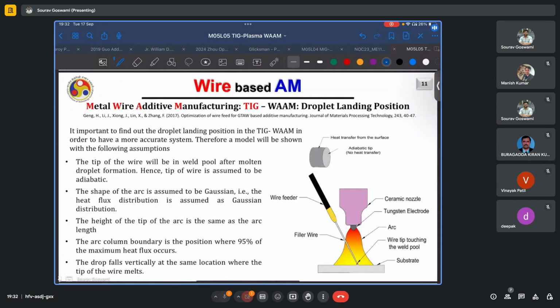And another case study is given here. This has been borrowed from this paper by Geng on the optimization of wire feed for gas tungsten arc welding based additive manufacturing. It is important to find out the droplet landing position in TIG WAM in order to have a more accurate system with better control over the deposition characteristics. And so these are the assumptions for their model.